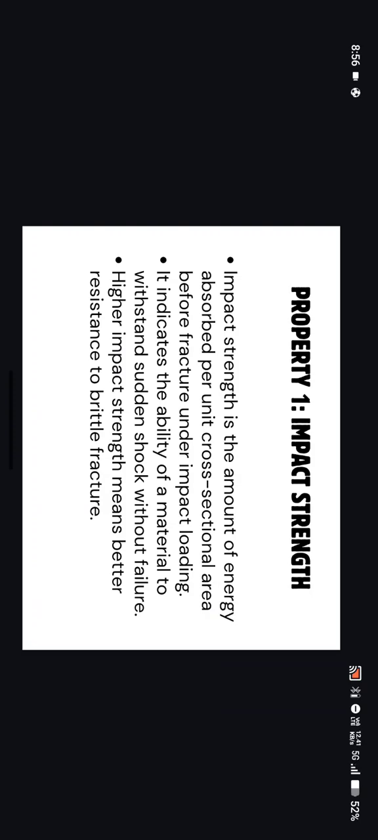The property of the materials determined is impact strength. The impact strength is the amount of energy absorbed per unit cross-sectional area before fracture under impact loading. It indicates the ability of a material to withstand sudden shock without failure. Higher impact strength means better resistance to brittle fracture. For example, a car's bumper is made of a tough polymer which can resist sudden impact.